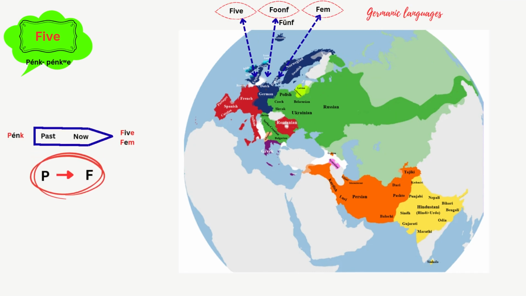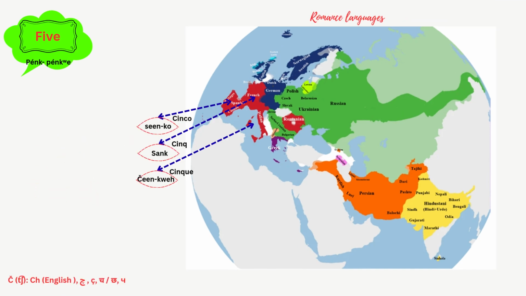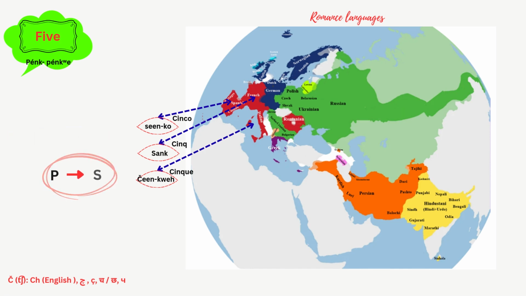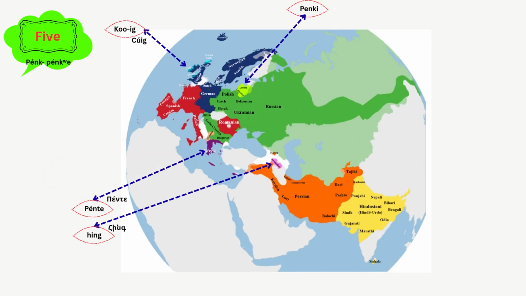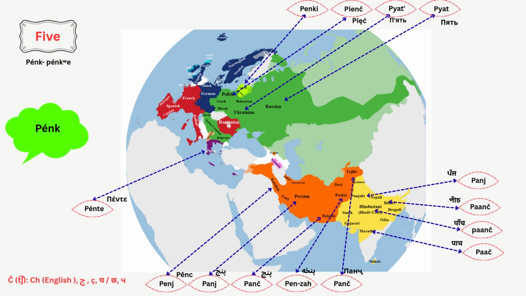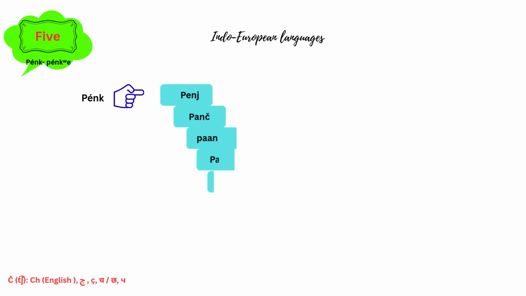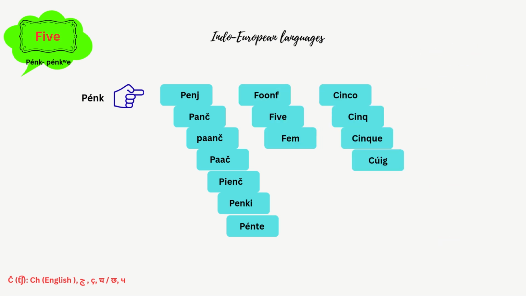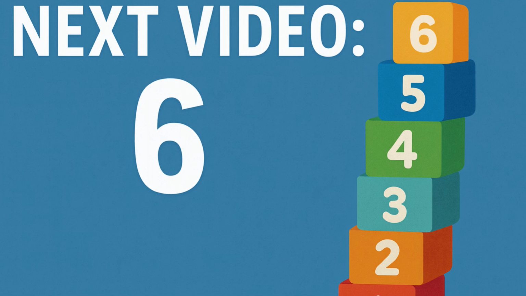In the Romance languages, the beginning of the word changed slightly, but the connection to the ancient root is still clear in cinq and cinco. We can also observe strong similarities in the Baltic, Armenian, Irish, and Greek forms. Overall, the Indo-European languages fall into a few main groups for the number 5, those beginning with P, those beginning with F, and a smaller group with S-like beginnings. In the next video, we'll continue with numbers 6 to 10 in Indo-European languages.